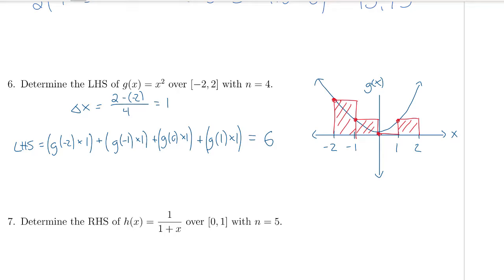So remember, these terms g of -2 and g of -1 and so on are just the function values at those values of x. So you'll just plug them into the given function x squared, and that will give you those values.